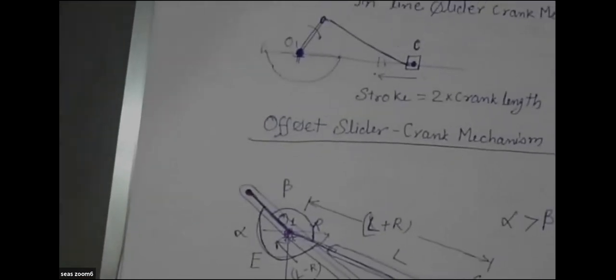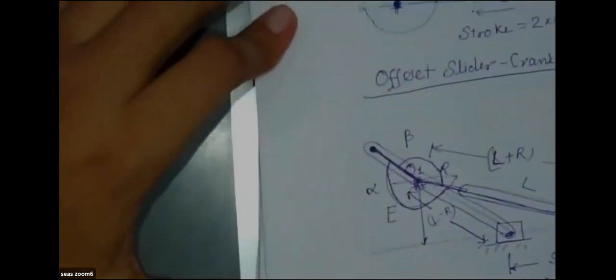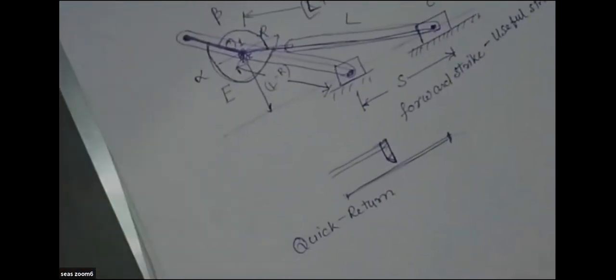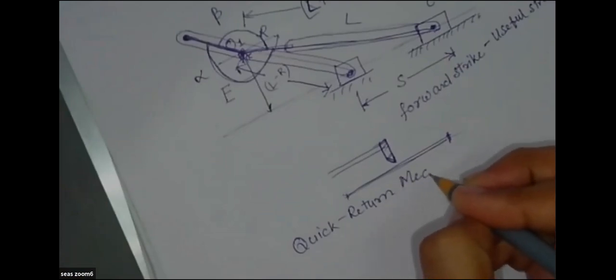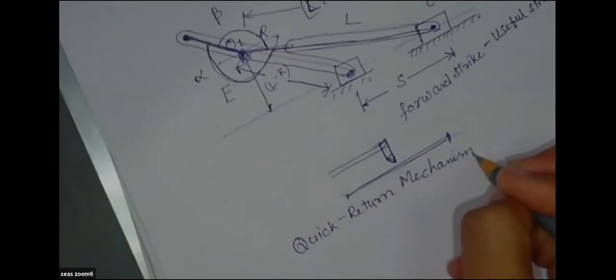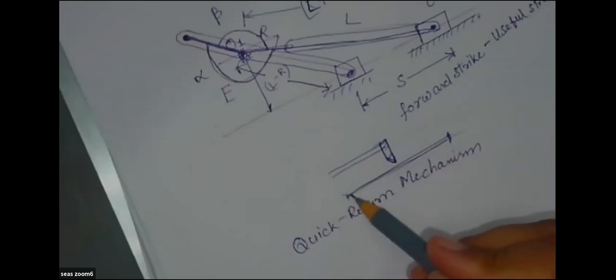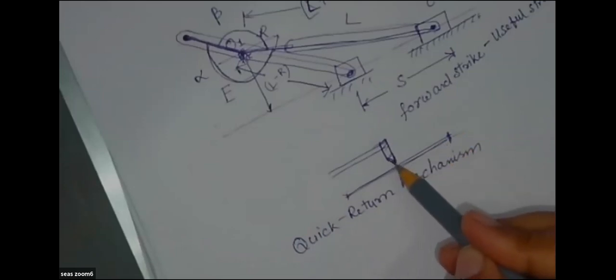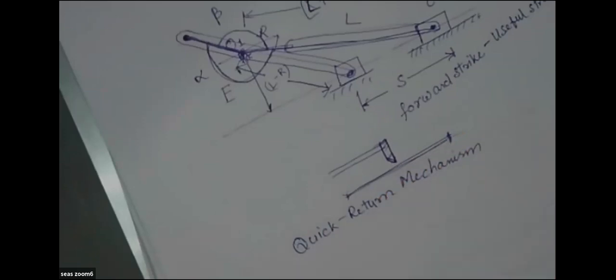So this is quick return mechanism, and in this mechanism, the time taken for this cutting tool for the forward stroke is larger than the time taken by this cutting tool to come back to its original position. It means that return happens quickly compared to the forward stroke, and that is why this kind of mechanism is called quick return mechanism.